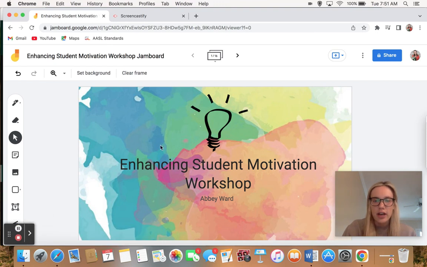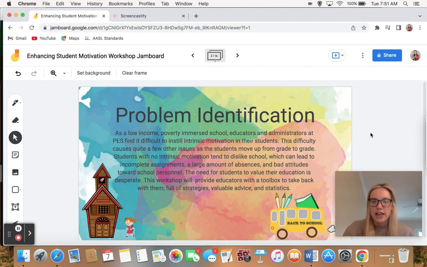All right, so my workshop is all about enhancing student motivation. So let's begin. My first slide is just my problem identification slide. It explains really why I decided to create this workshop.